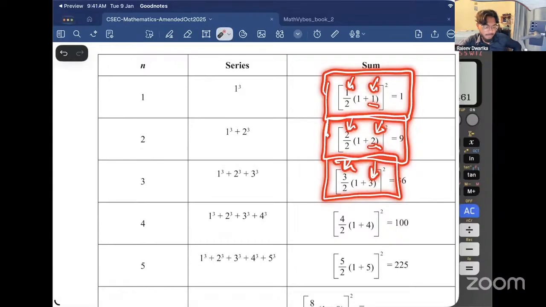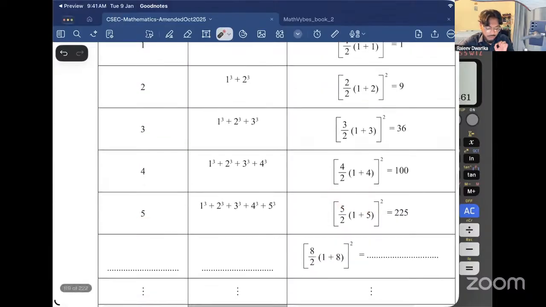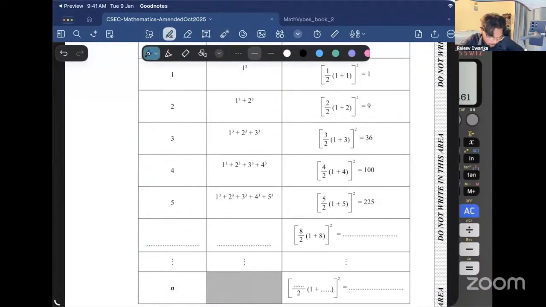And that would change depending on what n is. So when n is 3, this changes to 3 and this changes to 3. When n is 2, this changes to 2 and this changes to 2. When n is 1, this changes to 1 and this changes to 1. Say for instance when n is 5, this changes to 5 and this changes to 5. So we could generalize this. Tell me what can we generalize it to for the number n? N over 2 by 1 plus n. That's it.